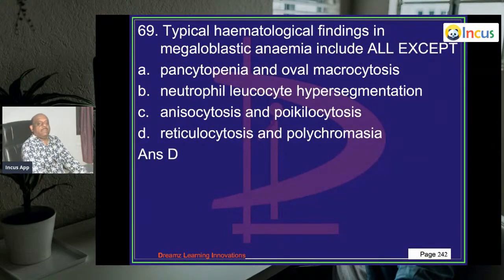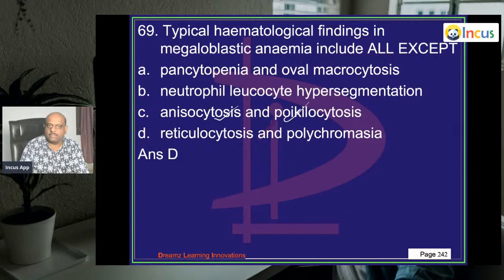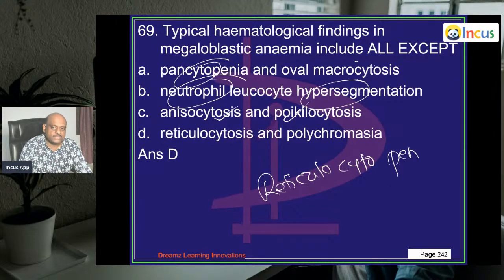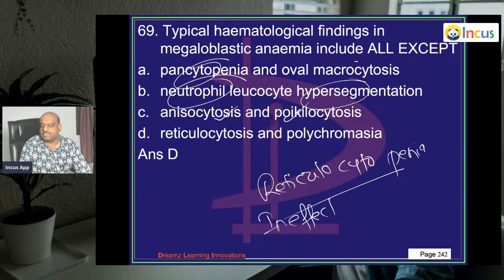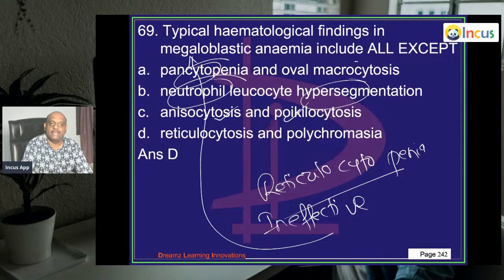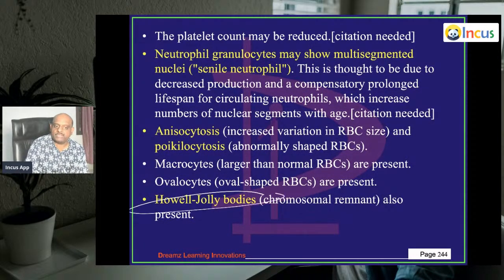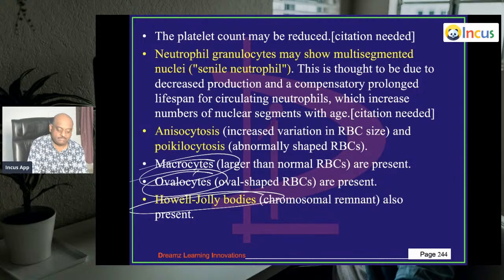In megaloblastic anemia, what do you see? Anisocytosis, poikilocytosis, neutrophils will show hypersegmentation of the nuclei, pancytopenia, and you will find reticulocytopenia, decreased reticulocytes, because of the ineffective erythropoiesis that you see in megaloblastic anemia, is what you need to remember. Howell-Jolly bodies can also be seen. Ovalocytes, macrocytes can be seen.